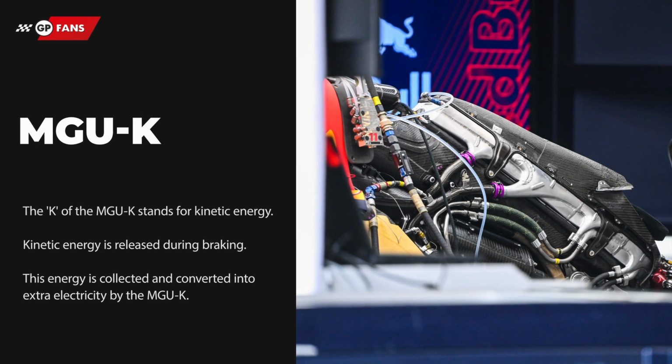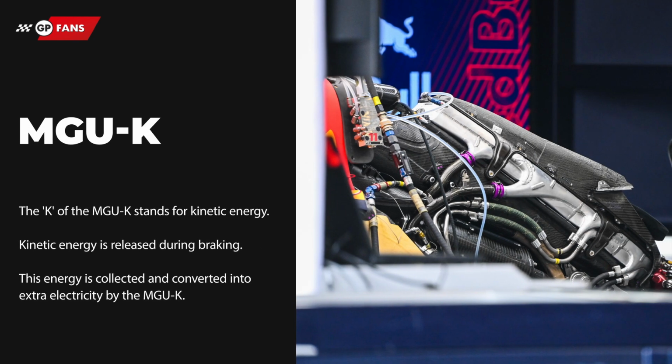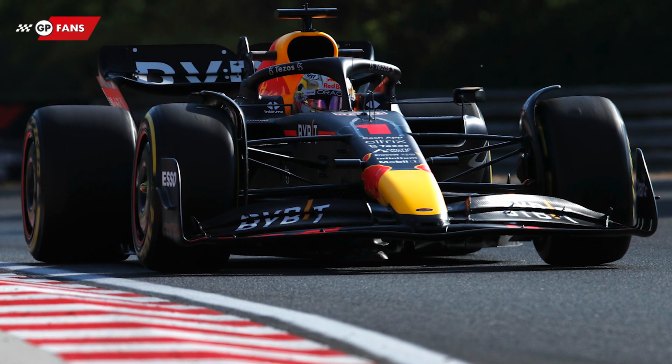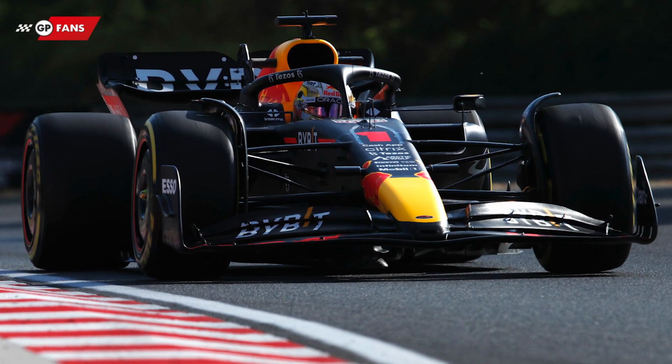MGU-K. The K in MGU-K stands for kinetic energy. Kinetic energy is released when a car is under braking. This energy is collected and converted into extra electricity by the MGU-K. This energy is then stored in the energy store or battery on the car and can be used for defending or providing a little bit of extra power and limiting a driver's DRS behind them.